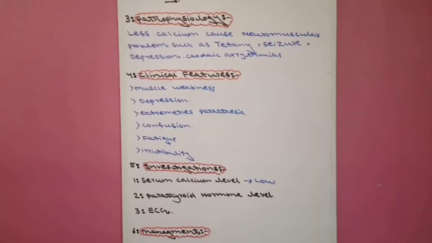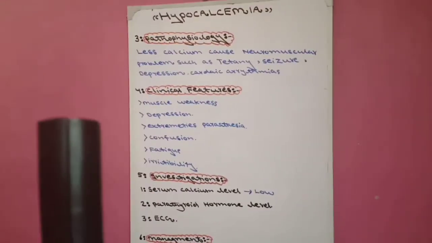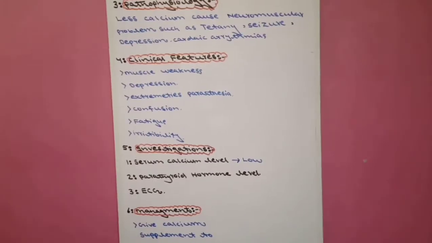Now come to clinical features. The clinical features are due to neuromuscular problem. Number one, muscle weakness. Depression. Extremities paresthesia, meaning numbness. Confusion. Fatigue. Irritability, the patient feels irritable, again due to neuromuscular problem. These are the clinical features. Number one, muscle weakness. Number two, depression. Number three, extremities paresthesia. Number four, confusion. Number five, fatigue. And number six, irritability.